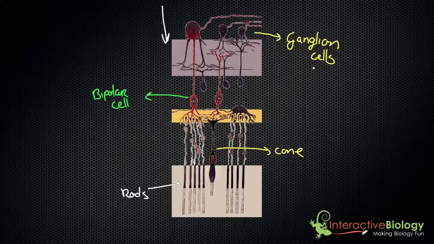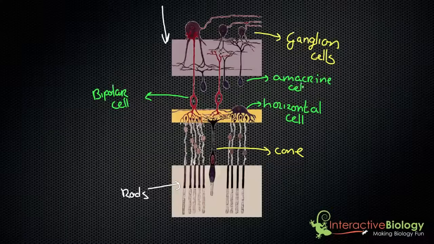So these are the major players: the rods and the cones, the bipolar cells, and the ganglion cells. You can see here we have some other cells. For example, this one here is called a horizontal cell, and we're not going to focus on the horizontal cells in this video. And this is called an amacrine cell. We're also not going to focus on that in this video either.